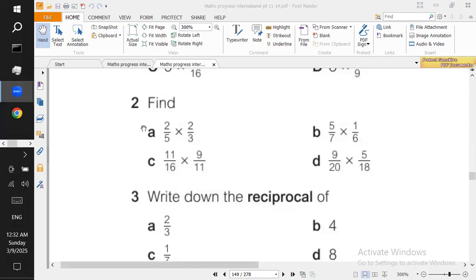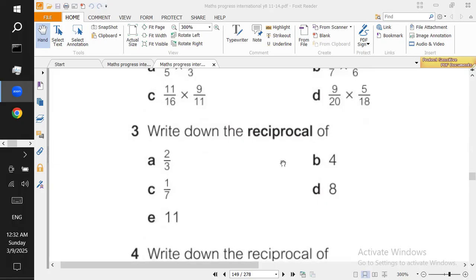So, next question, same idea. Multiply numerators, multiply denominators. It will give you the answer. Now, write down the reciprocal of a number. Now, let me ask you this. Raise your hand if you know the idea, okay? If you know the answer.